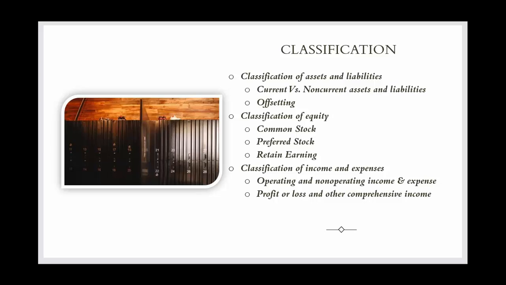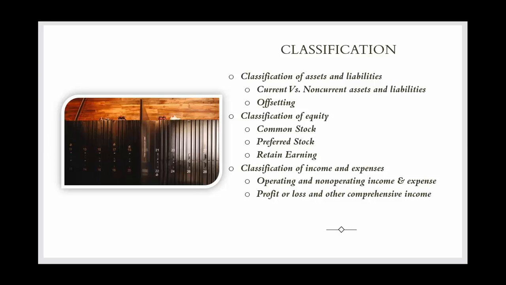Practical example. A restaurant chain may classify its revenue from food sales as operating income and revenue from renting out event space as non-operating income. Similarly, it classifies food costs and staff wages as operating expenses, while interest on loans is classified as a non-operating expense. Profit or loss and other comprehensive income.